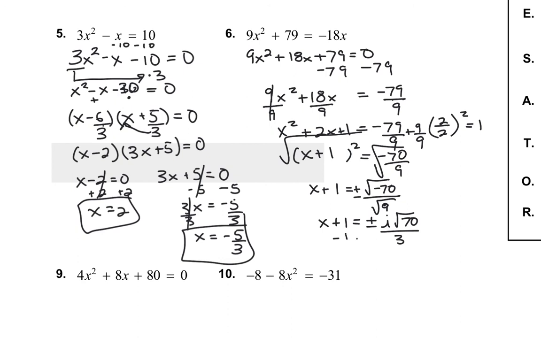Then we subtract 1 from both sides of the equal sign. So x is equal to negative 1 plus or minus i square root of 70 over 3.